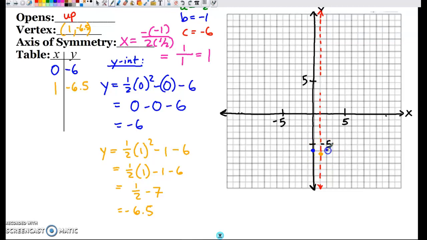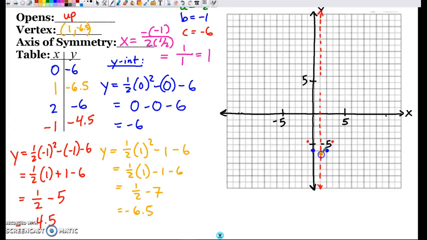I get a free point by reflecting over, and I have 2 negative 6s and a third point. Now I'm going to plug in another x value just to find out. And so I'm going to plug in negative 1 in the equation to find my fourth and fifth point. Follow my math over there, and you get negative 4.5. I reflected over the axis of symmetry, and there's my parabola.